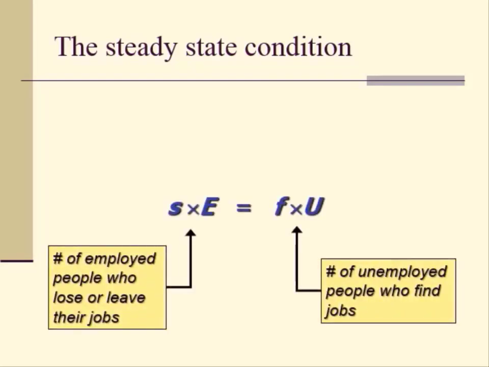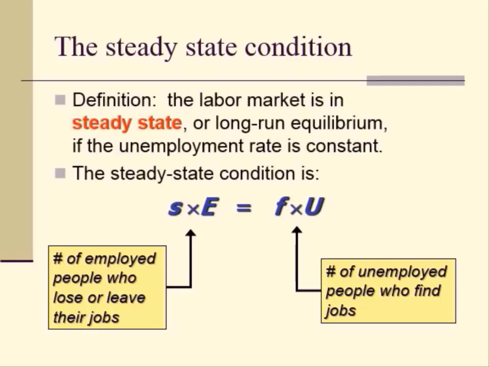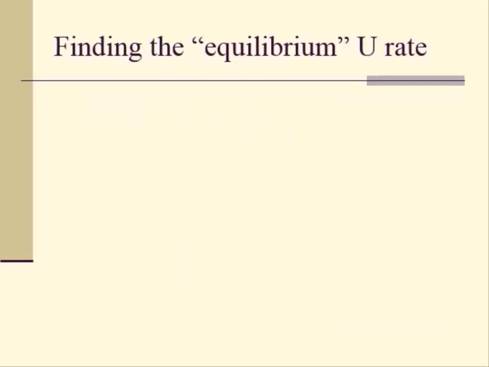In order for the unemployment rate to be constant, the number of people who become unemployed in each month must equal the number of formerly unemployed people who find jobs. In other words, in a steady state, the number of people finding jobs equals the number of people losing jobs. Now, from the steady state condition, we can derive a formula for the equilibrium unemployment rate.